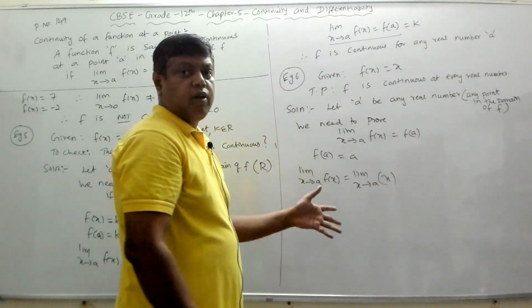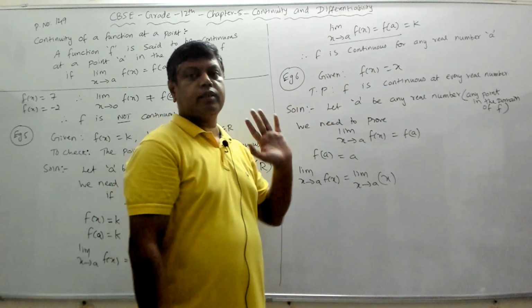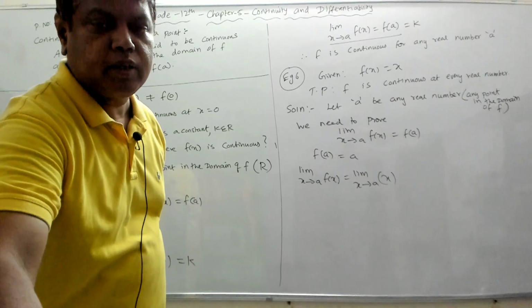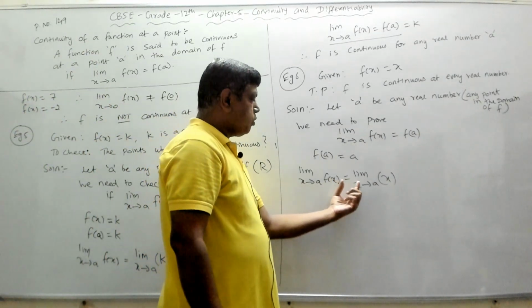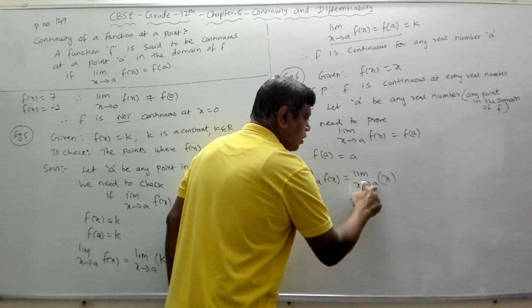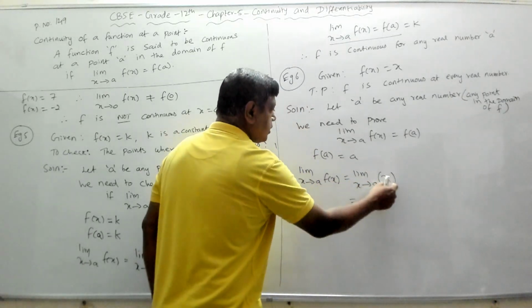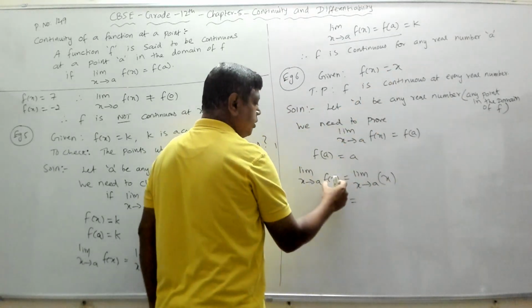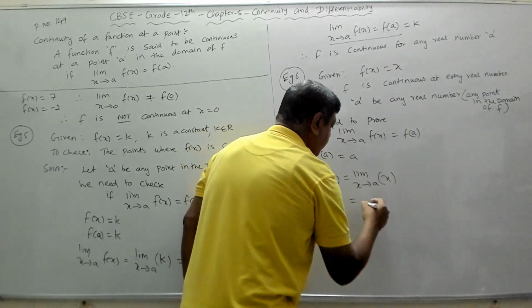Here we didn't have to go for a left hand limit or right hand limit because there is only one definition: f of x is x. So the limit as x goes to a of f of x equals the limit as x goes to a of x. The definition of f of x is x, so I have put f of x as x. Now in the place of x we should put a, so it will become a.